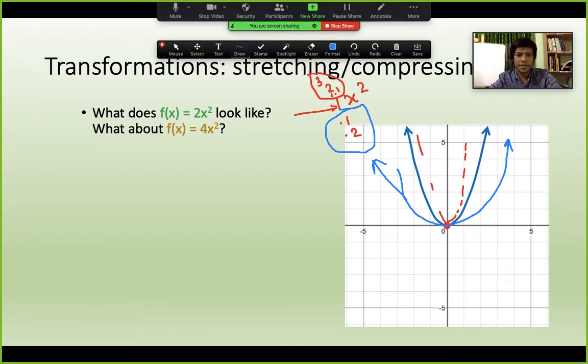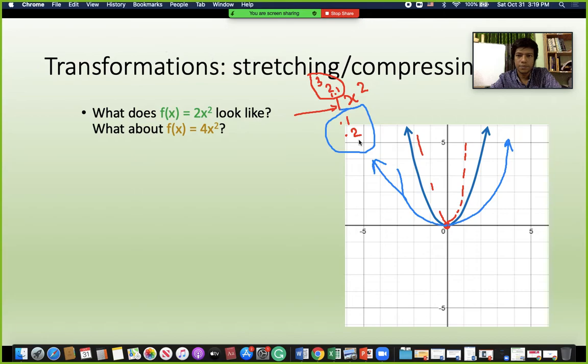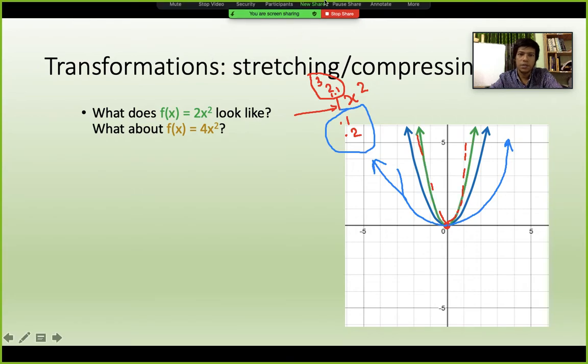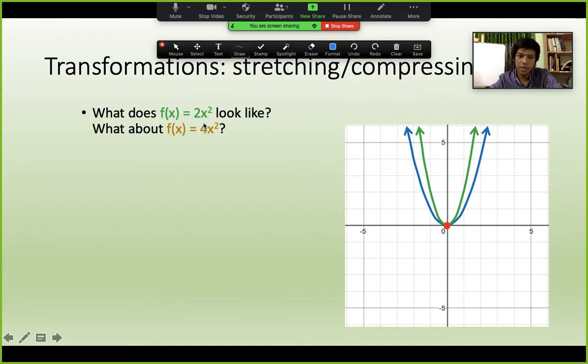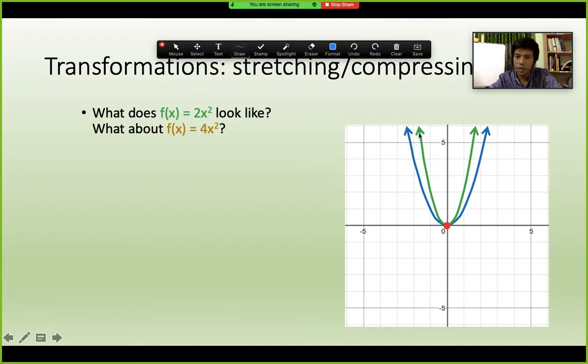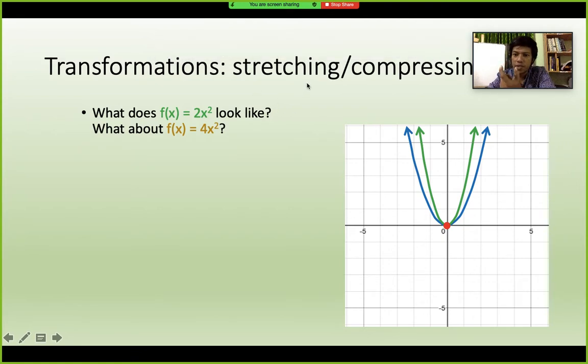So let's look at this. And let me clean it up so that you can see it. If it is 2x squared, the graph becomes more narrow. If it is 4x squared, then the graph will be even more narrow. See, you can see that.